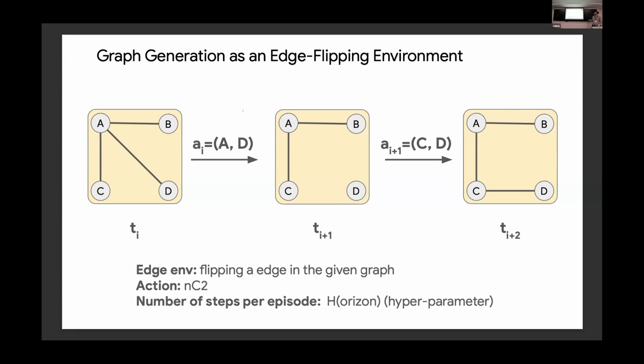So for example, if you have this graph, and the action chosen by the agent is AD, then you get to this graph. Now if the action chosen is CD, then you go to this graph, and you repeat this process over time. And here the action space is fixed. The horizon is something you need to tune by hand, by trial and error, and see what is a good horizon. I think we tried many horizons to find a good one for our purpose.